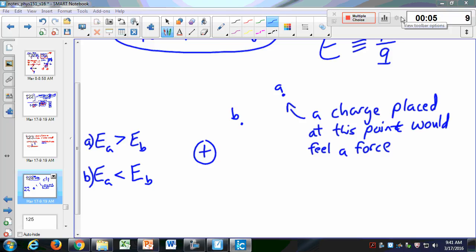Now think about it. Our electric field is a force per unit charge. So I can imagine a force here, or I can imagine a force here. So really the question that we're asking is, what is that force per unit charge that we'll feel at A or B? And then that'll tell us what the electric field does. Is the electric field bigger at A, or is it smaller at A?